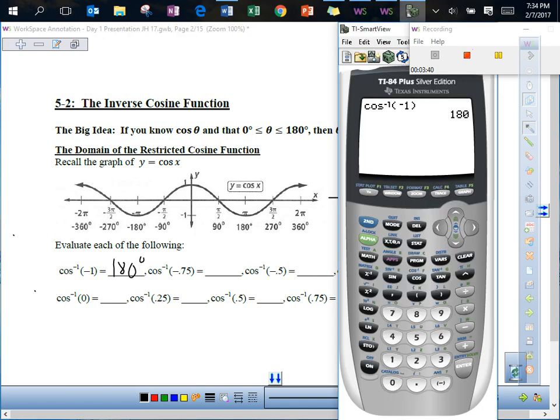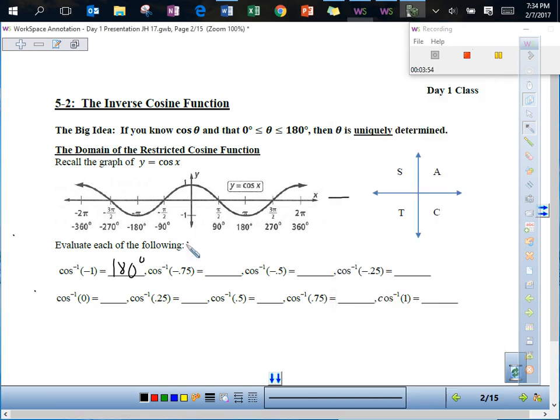And then I'm going to go to the next one. I'm going to go inverse cosine of -0.75. Notice that my calculator gave me about 138.6 degrees. So that's going to be about 138.6 degrees.